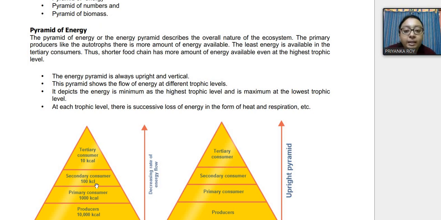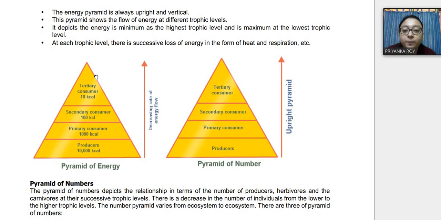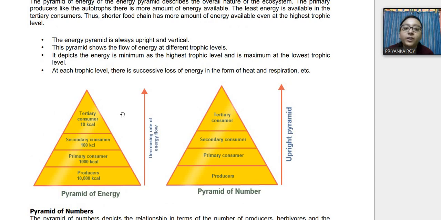So it depicts that the energy is minimum at the highest level and maximum at the lowest trophic level. So the energy flow will always be in decreasing order. Therefore, the energy pyramid will always be upright and vertical, like an upright triangle. It will always be like this. It will never be inverted because energy flow will always be decreasing.